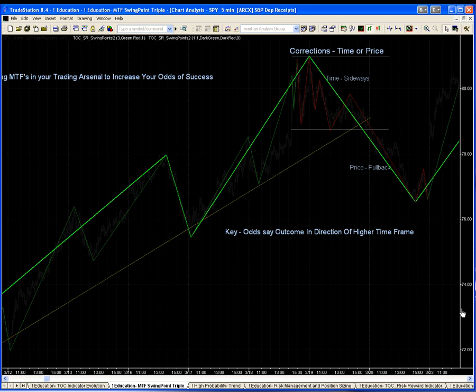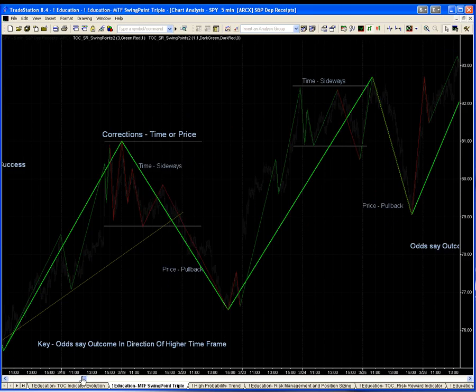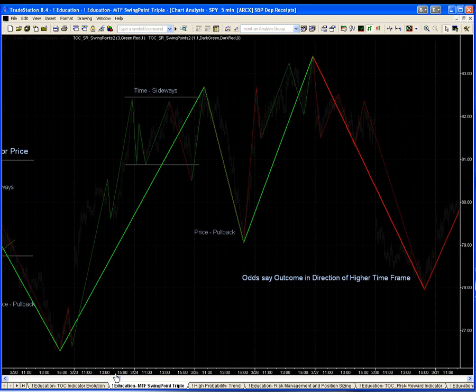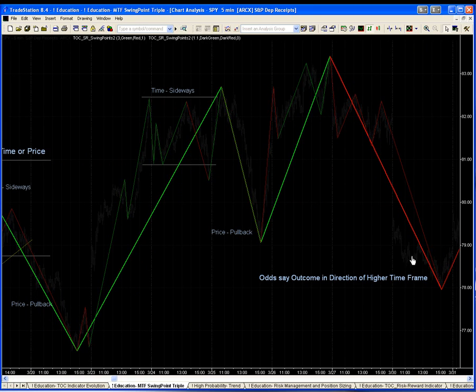After this pullback, you have a double bottom. You make an entry there and you're back into the trend of the trade. Now you come along a little further and guess what? Oh, you have another pullback in price. Now, the odds say that the outcome will resolve in the direction of the higher time frame. Well, now you have it on the two shorter time frames.